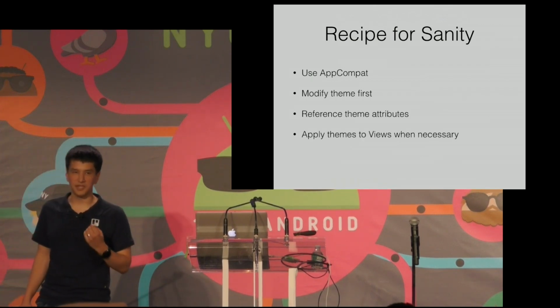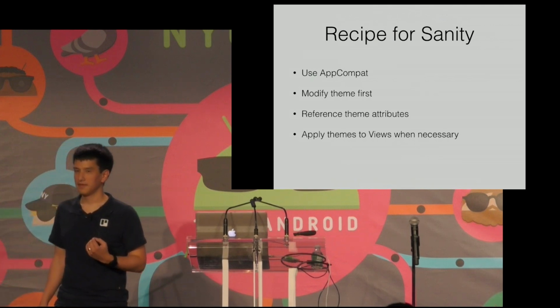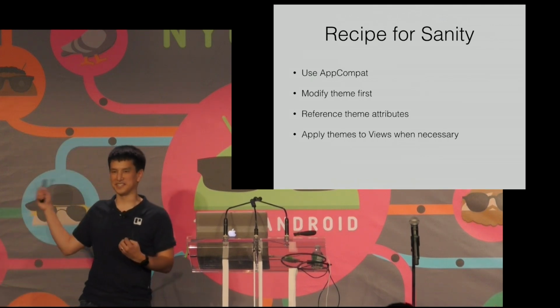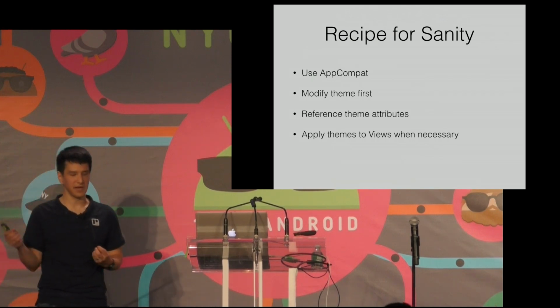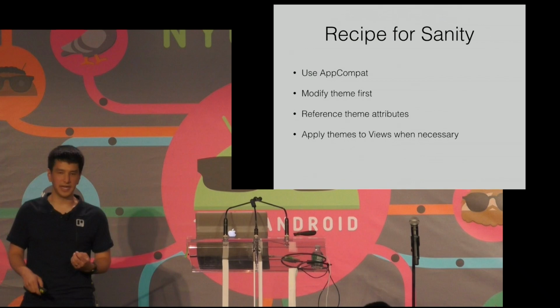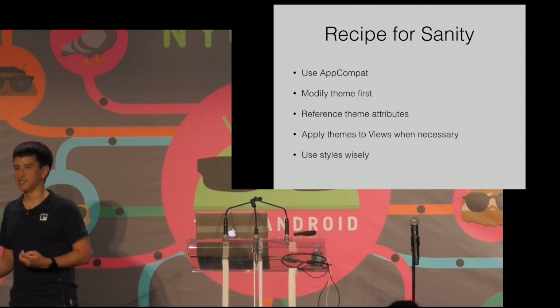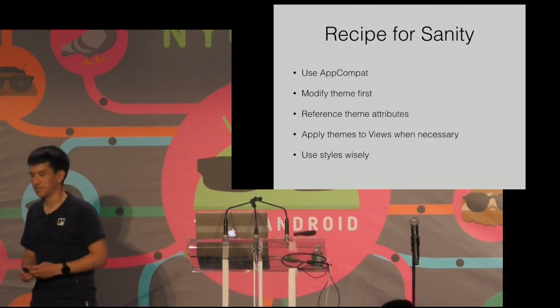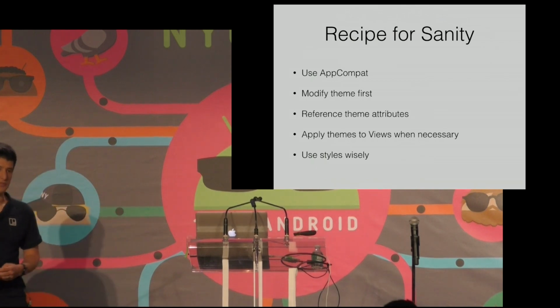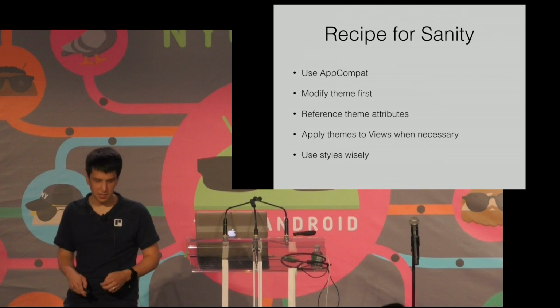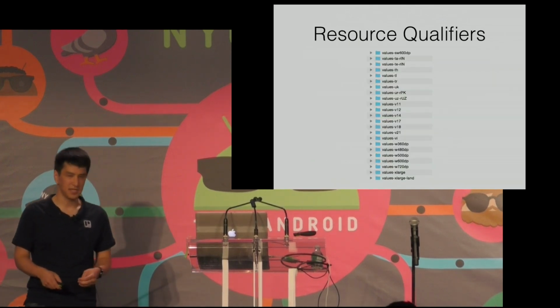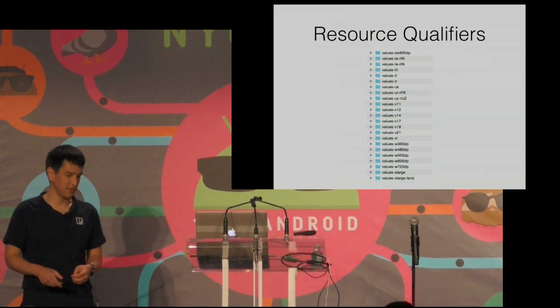The next thing is apply themes to views when necessary. And again, I just want to grind in that this does exist now, because it's a relatively new thing, but I found it very handy from time to time. And then finally, use styles wisely. Like I said, don't be extracting styles just because a few views coincidentally happen to have the same attributes. All right, so that's it for the sane parts. Let's go into some of the more insane parts about theming and styling.